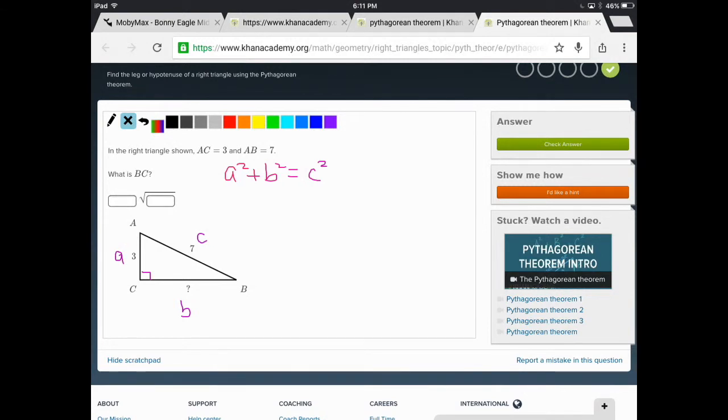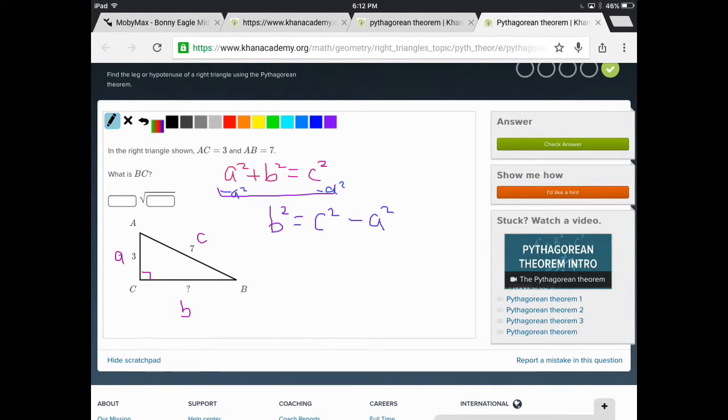We notice we're looking for b. Okay, we're actually looking for b, which means that we've got to rewrite this equation just for b. So we want b squared equals c squared minus a squared. And that's because we want to subtract a squared from both sides so that we can actually get b on its own, right?